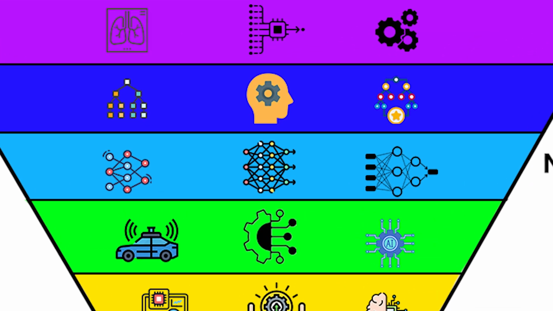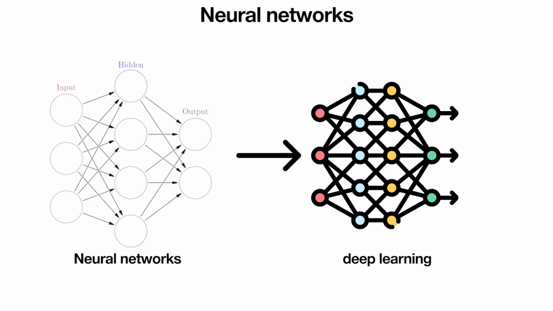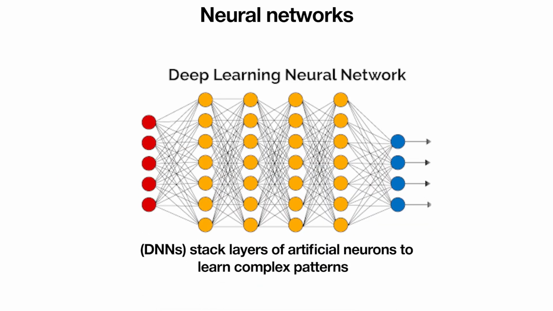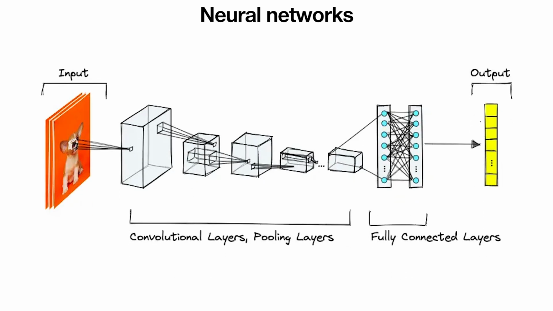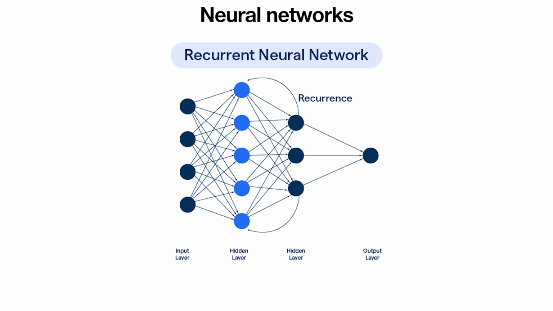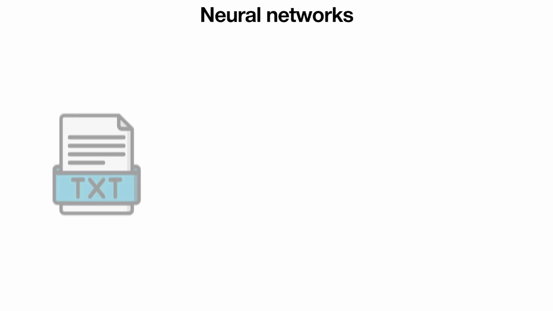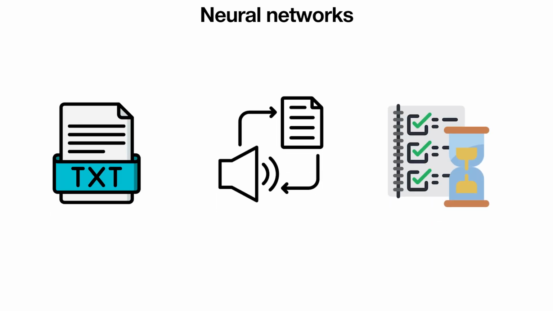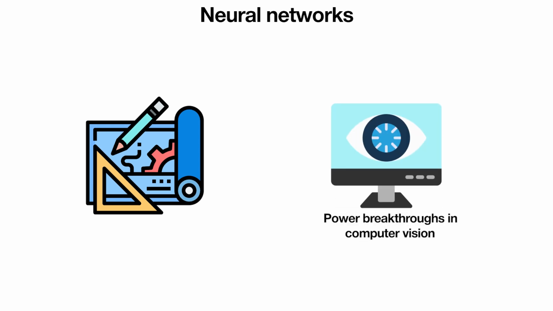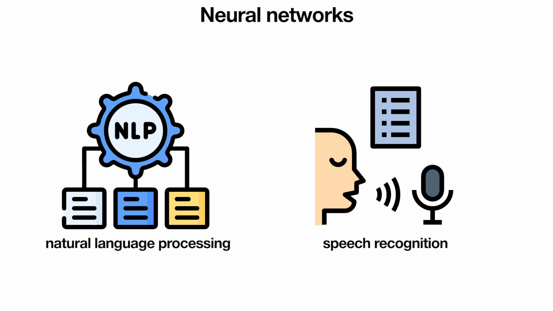Then there are neural networks, the backbone of deep learning. At the simplest level, deep neural networks, DNNs, stack layers of artificial neurons to learn complex patterns. Convolutional neural networks, or CNNs, are specialized for images, detecting edges, shapes, and features automatically. Recurrent neural networks, or RNNs, handle sequences like text or speech, remembering context across time steps. These architectures power breakthroughs in computer vision, natural language processing, and speech recognition.